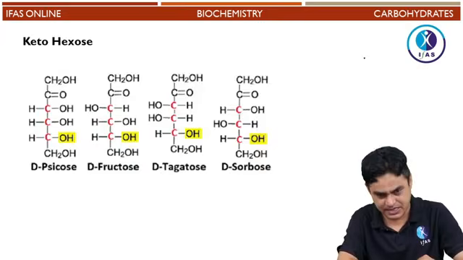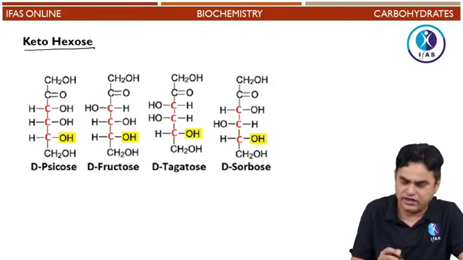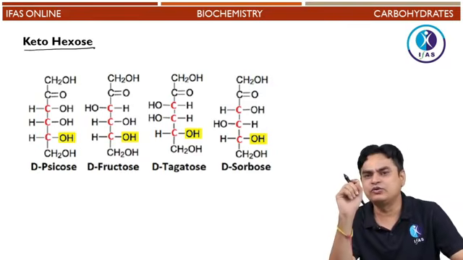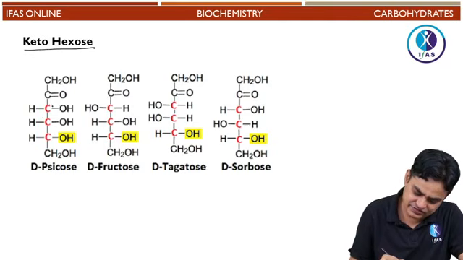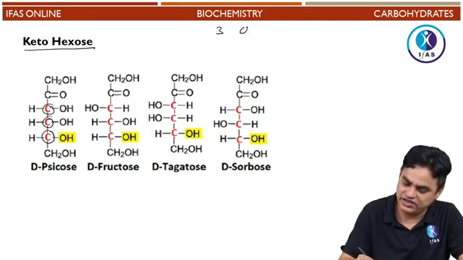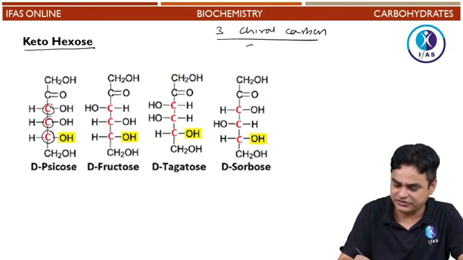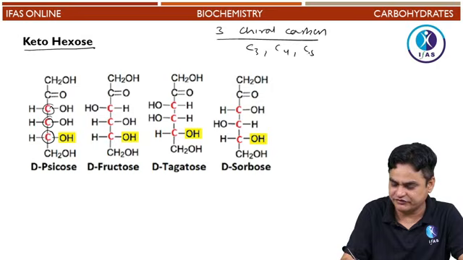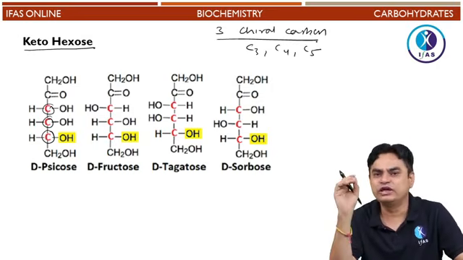Then if you have a look at the ketohexose form, first you can see that the number of chiral carbons is 1 less. So only 3 chiral carbons: carbon 3, carbon 4 and carbon 5. Carbon 2 cannot be chiral because at carbon 2 you will have a ketonic functional group.